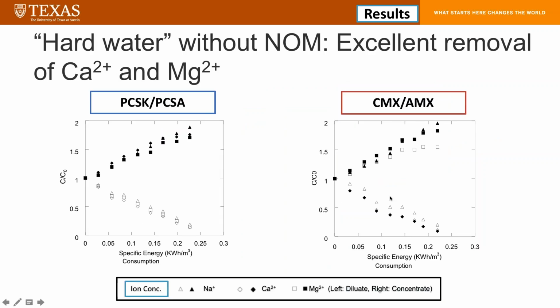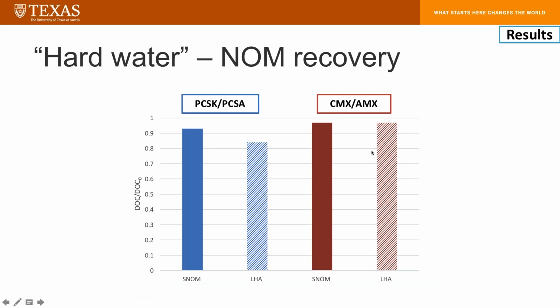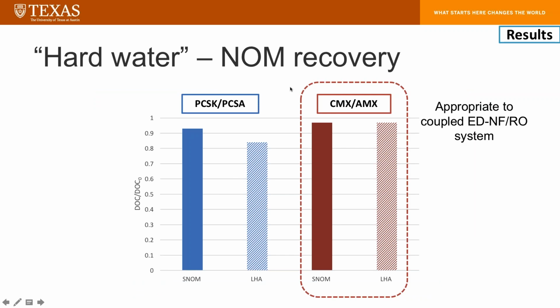Here is the hard water without NOM condition. You can see the excellent removal of calcium and magnesium as well as sodium at both membranes. And when we see the NOM recovery data, like the previous soft water case, the CMX and AMX show better NOM recovery. So I can say that CMX and AMX are appropriate to couple in the ED-NF RO system. Not only CMX and AMX, membranes of this type are good for the ED and NF system.